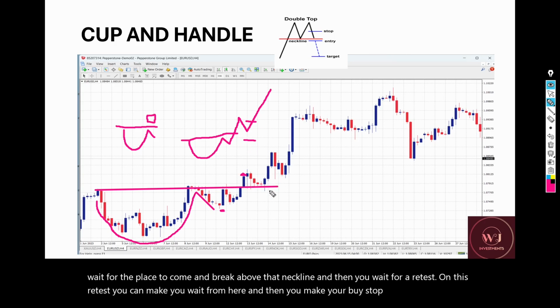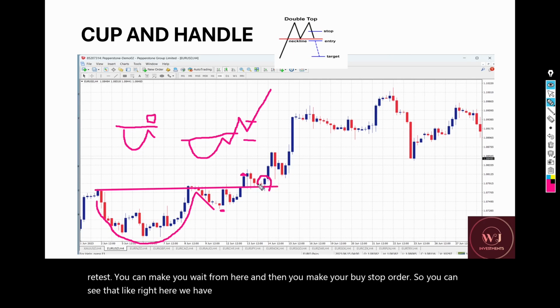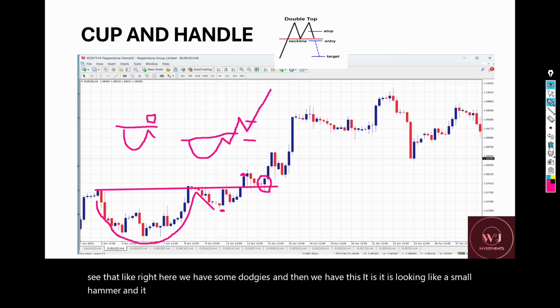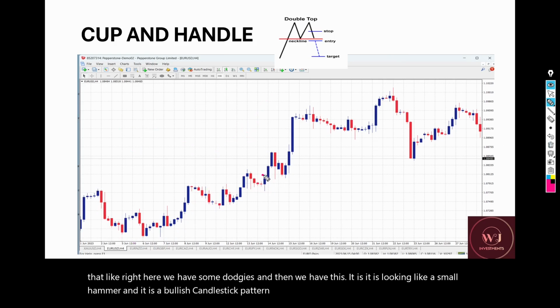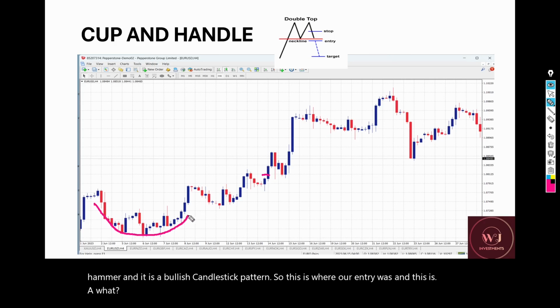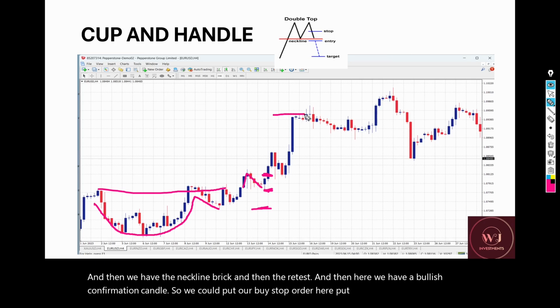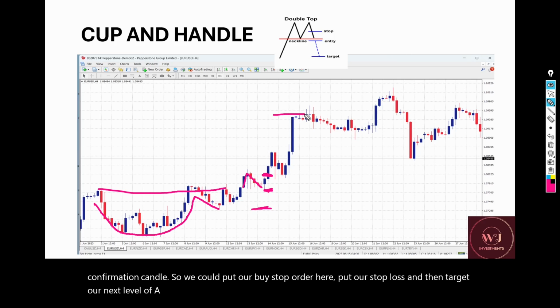So you can see that right here we have some dojis, and then we have this. It is looking like a small hammer, and it is a bullish candlestick pattern. So this is where our entry was, and this is our cup and handle right here. This is our neckline, and then here we have the neckline break, and then the retest, and then here we have a bullish confirmation candle. So we could put our buy stop order here, put our stop loss, and then target our next level of resistance as take profit 1.